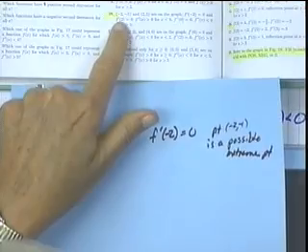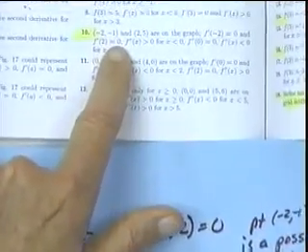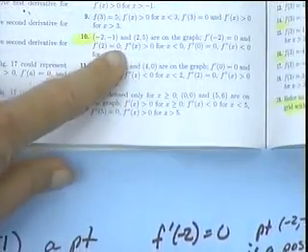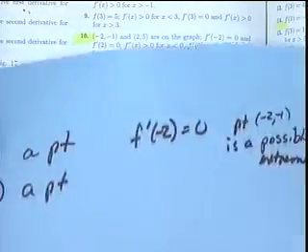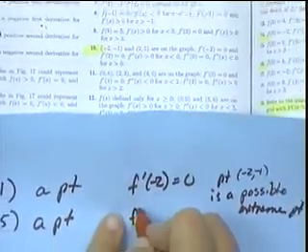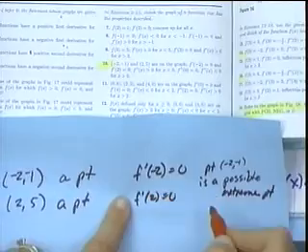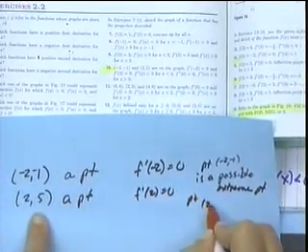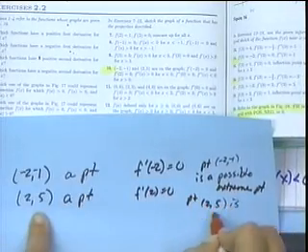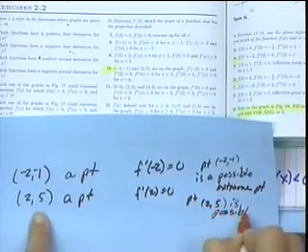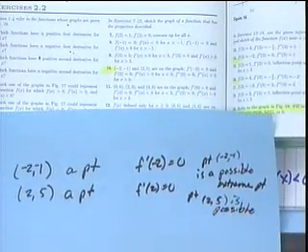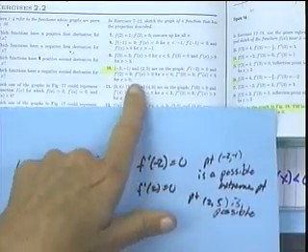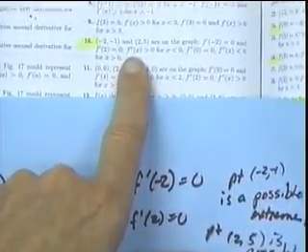Then we have the derivative at positive 2 equal to 0. So we also know the derivative at 2 is 0, that is also a possible extreme point. So the point 2, 5 is possible. But we already know for sure, no matter what, we have a horizontal tangent line in there. Now let's go to the next words.